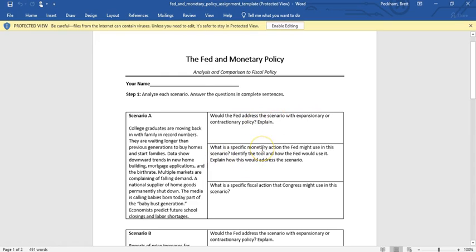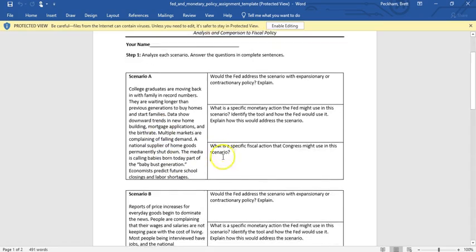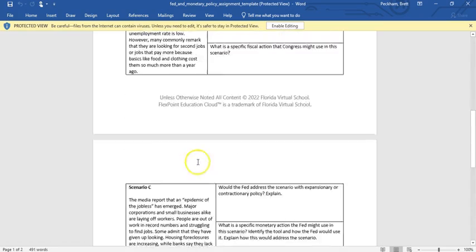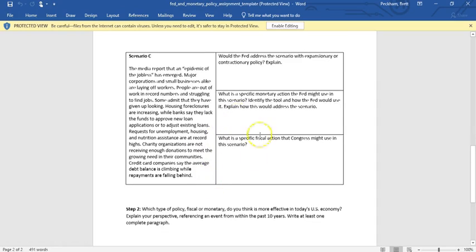Then, what specific tool would the Fed use? Identify that tool and how they would use it. Would they increase the discount rate, or would they sell bonds, or would they lower the reserve ratio, whatever it is, and then explain how this would address the scenario, like how would that impact scenario A. And then lastly, what would be a specific fiscal policy action that Congress might use? Would they increase government spending, or would they lower taxes to address scenario A? You have to do that for A, B, and then C.